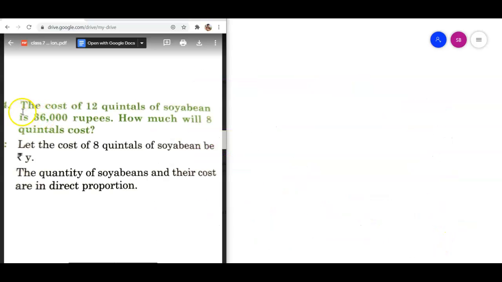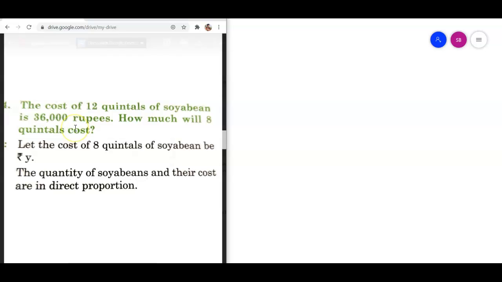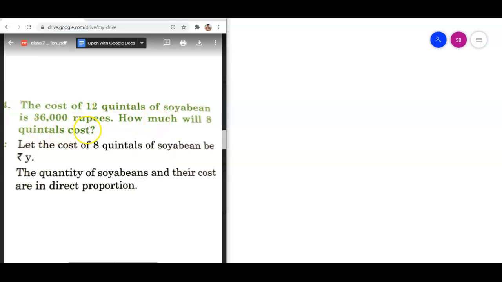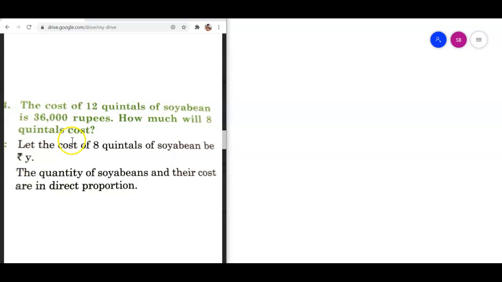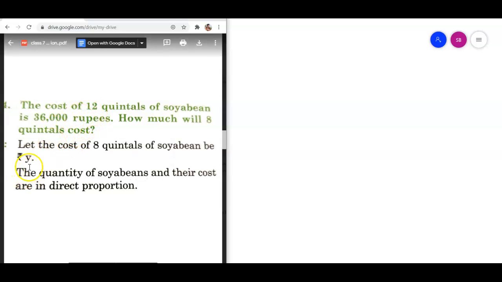Okay, now the fourth question is, the cost of 12 quintals of soya bean is 36,000 rupees. How much will 8 quintals cost? What will be the cost of 8 quintals? So let the cost of, now we want to find out the quintals.